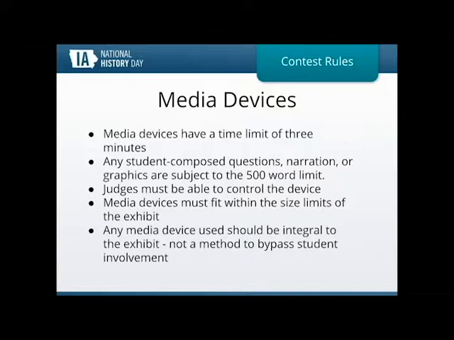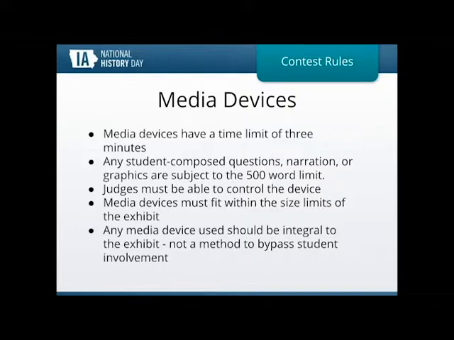Judges must be able to control the device, so that means if a judge approaches, they must be able to pause it or turn it off, and they must fit within the size limits of the exhibit. So I've seen a lot of iPads, a lot of laptops, a lot of projection, but just make sure that it fits within that size limit, those rules with your exhibit. Any media device used should be integral to the exhibit, not a method to bypass your involvement. So we want to make sure that we're actually building an exhibit in the exhibit category, and that you don't just have a screen presenting your information.